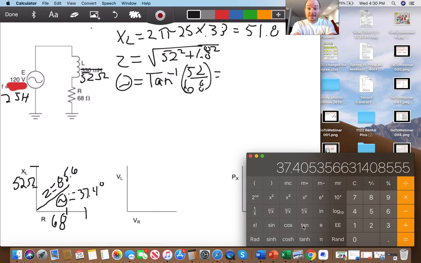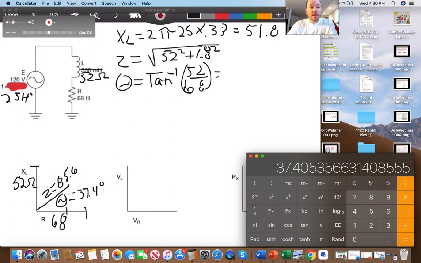So now what do we see here? Let's walk through what happened from our last one. My frequency went down. My X of L went down.